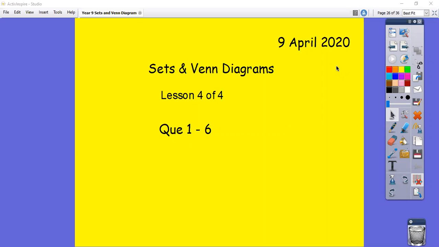Hopefully your first week back has not been too challenging. So yes, today we're going to continue with sets and Venn diagrams. So this will be lesson 4 of 4 for this week. And we are going to be looking at questions 1 to 6.